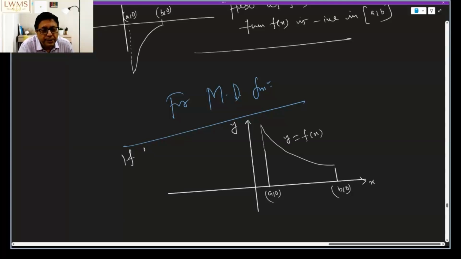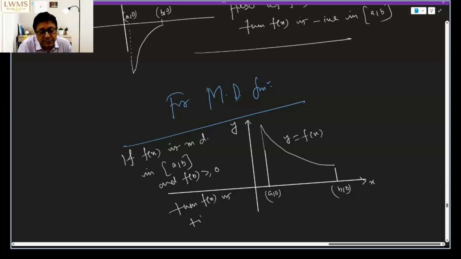So if f(x) is MI in [a, b] and f(a) greater than or equal to 0, then f(x) is positive in [a, b], isn't it? f(x) will be positive in the interval a to b.